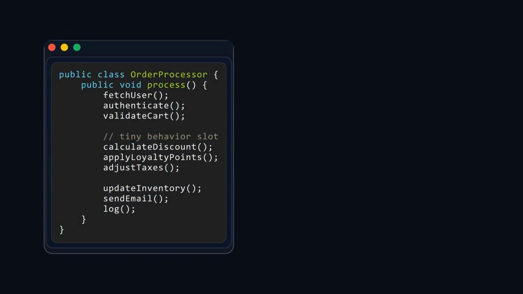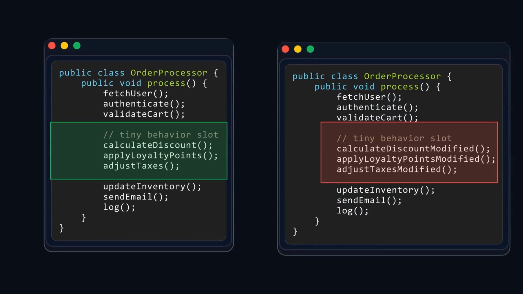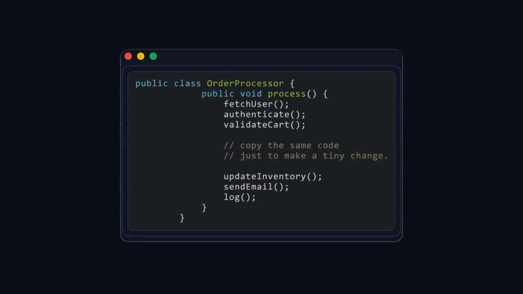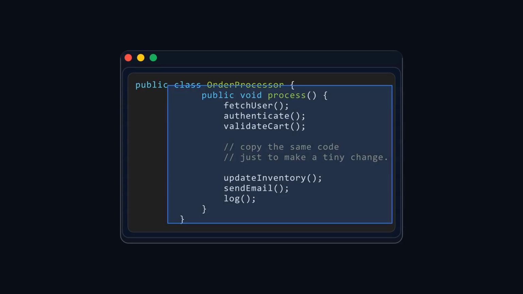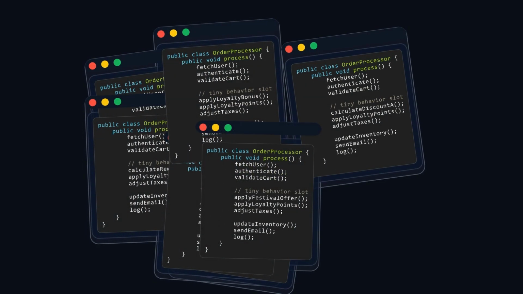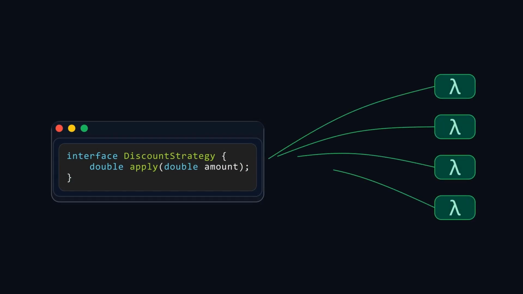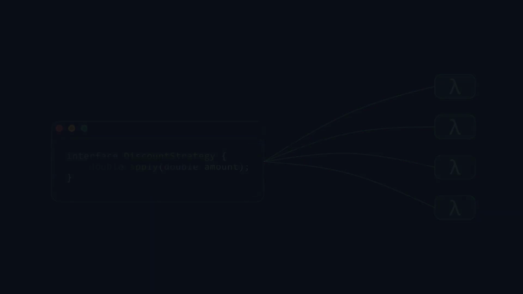Have you ever wanted to customize just one tiny piece of logic in your code without touching everything else around it? You might copy the same code again just to make that one tiny change. Now imagine having 10 such tiny behaviors. You suddenly end up with a dozen classes, tons of repeated code, and a codebase that becomes messy and painful to maintain. Frustrating, right? Today we are going to understand how Java solves this exact problem using one of its simplest and most powerful ideas: functional interfaces and lambdas.